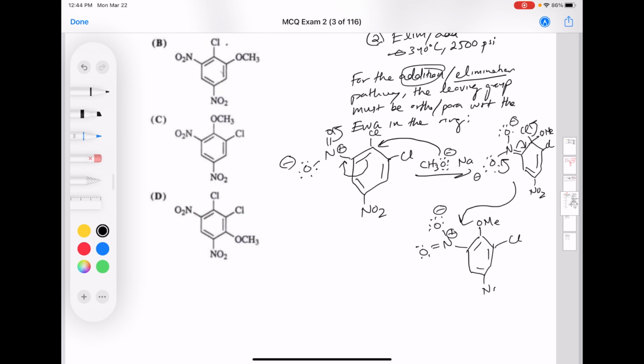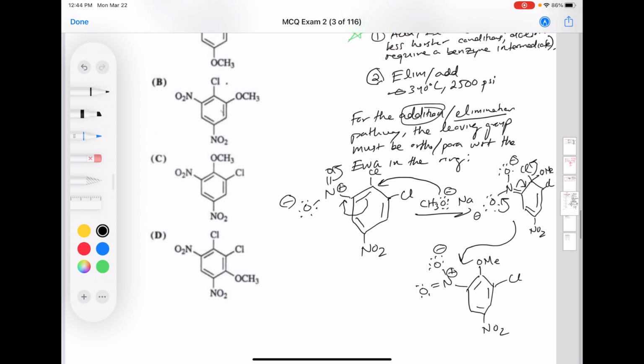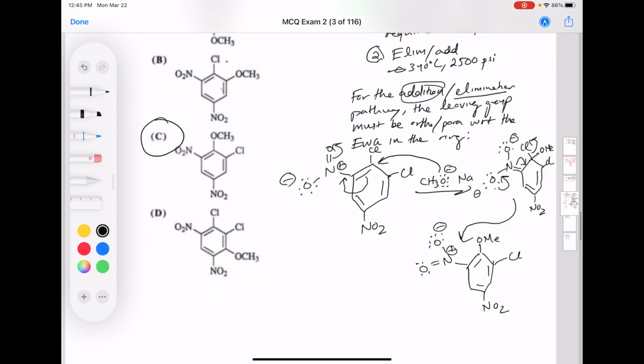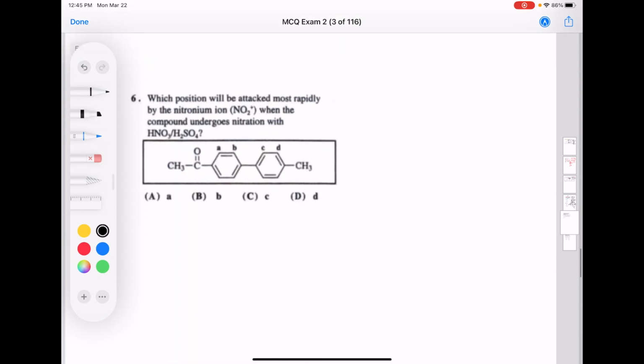And when we look at our answer choices, that gives us C for our final answer. For the next question, we have a compound with multiple rings, and we're asked which position will be attacked most rapidly by the nitronium ion when the compound undergoes nitration with nitric acid and sulfuric acid.